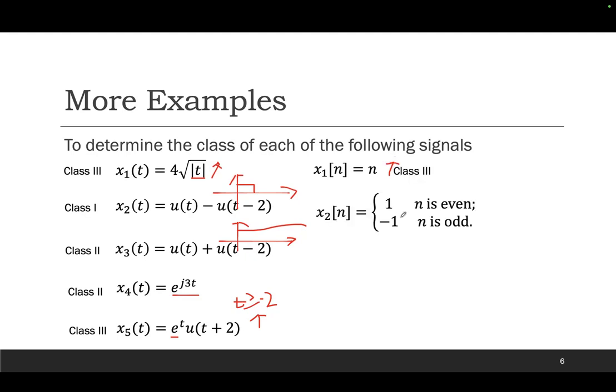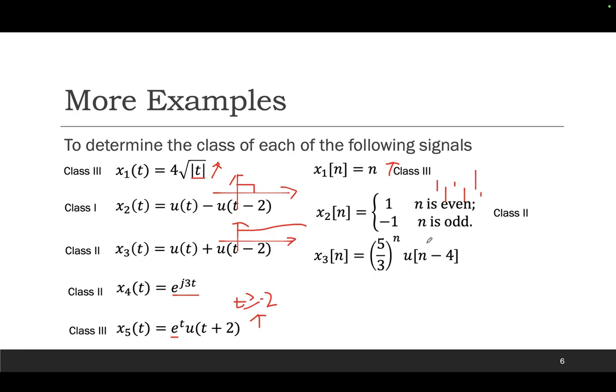And how about this one? Actually, this is class two because it's periodic: one, negative one, one, negative one, and one, negative one. Doesn't that make sense to you? Okay.